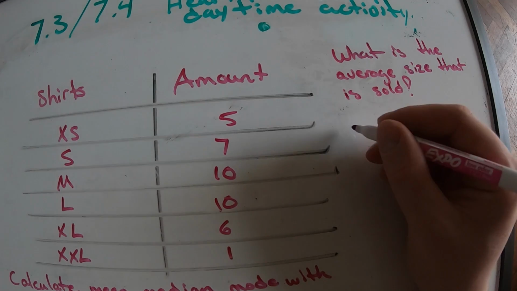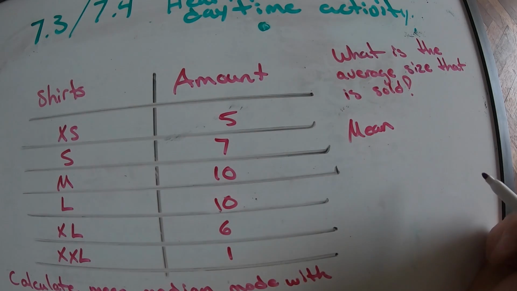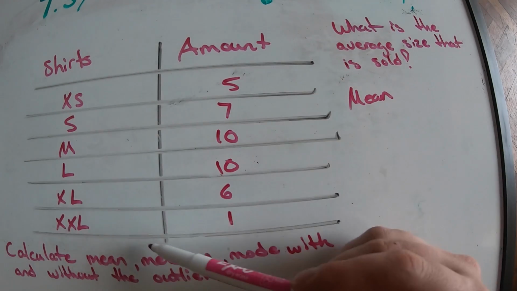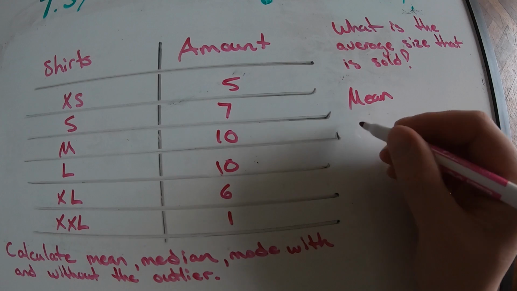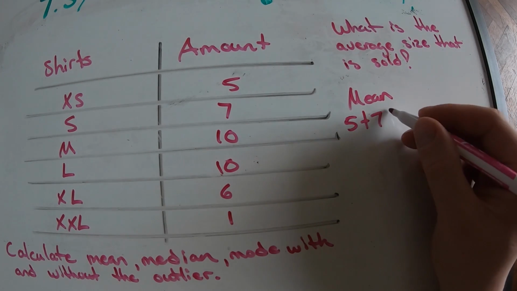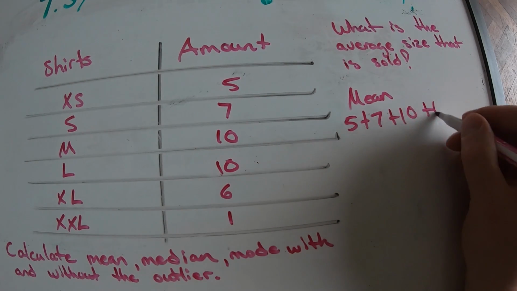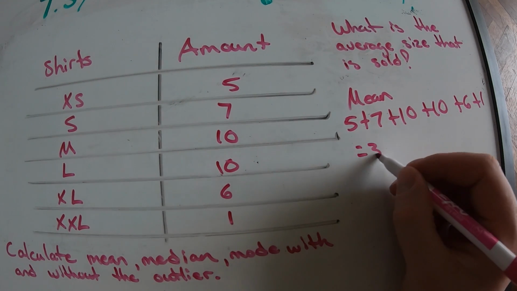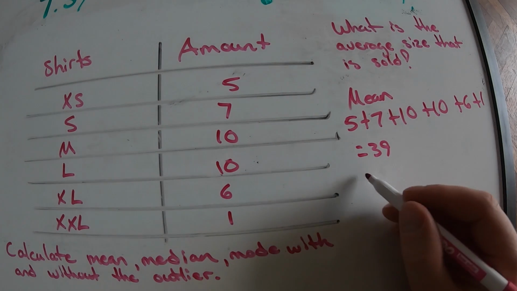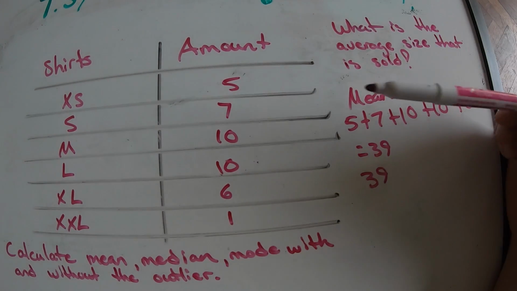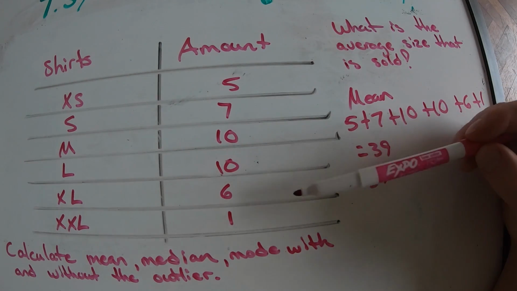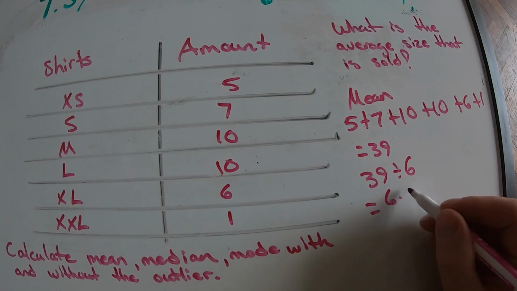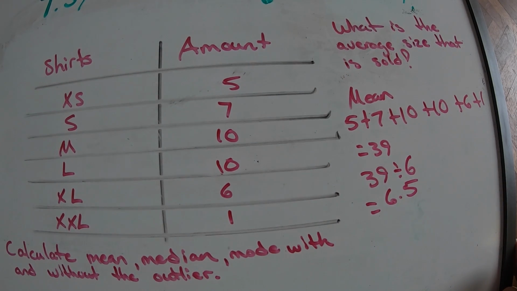So first thing that we're going to do is we're going to calculate the mean. And what we need to do is add up all of our numbers here and then divide by the amount that we have. So we're going to go 5 plus 7 plus 10 plus 10 plus 6 plus 1. So that equals 39. And we're going to take 39 and divide by the amount of options that we have. 1, 2, 3, 4, 5, 6. So 39 divided by 6, that's going to equal 6.5. So that is our mean.